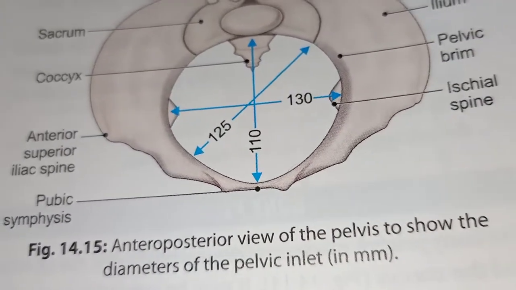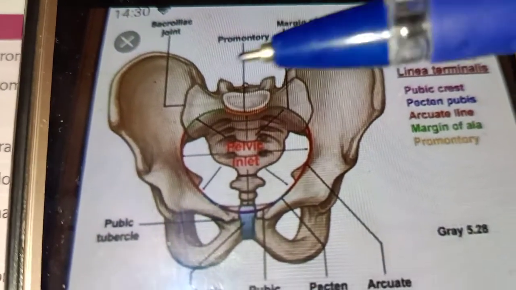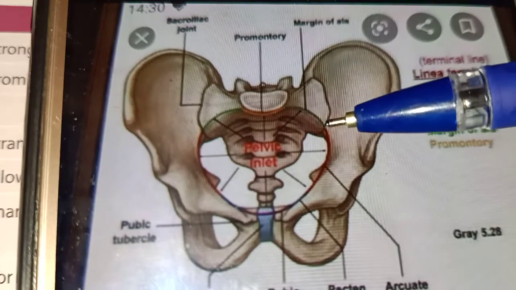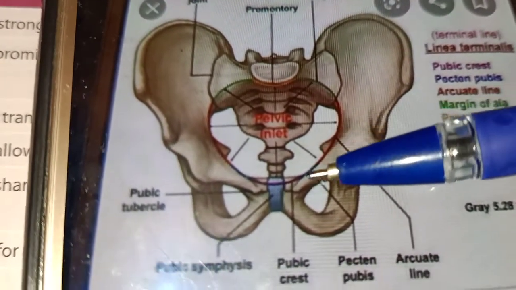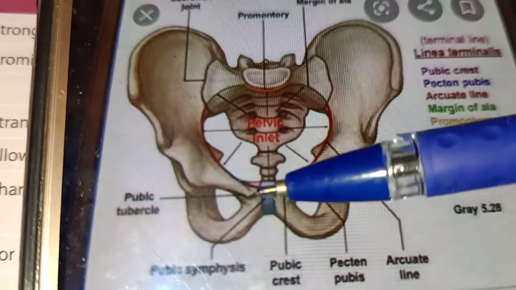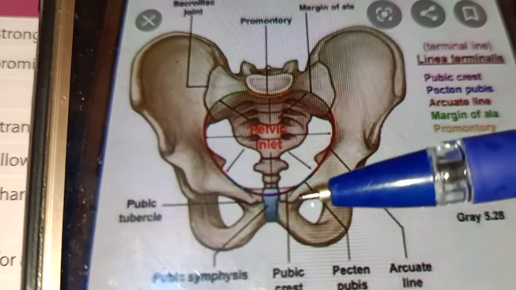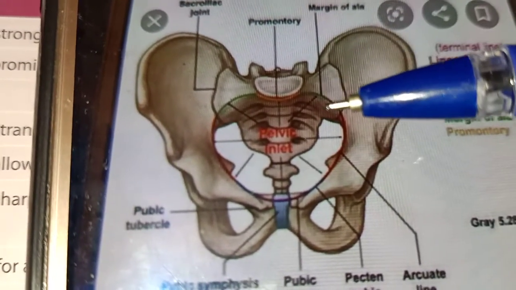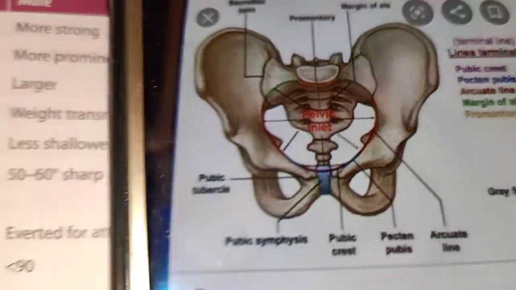I have shown you this before also in the diagram. So this was about the pelvic inlet: the margins of the sacrum, sacral promontory, wings, margins of the ala, arcuate line, pecten pubis, pubic crest and the pubic symphysis upper surface. So this forms the inlet margins or pelvic brim. And this arcuate line, pecten pubis and pubic crest together form the linea terminalis.